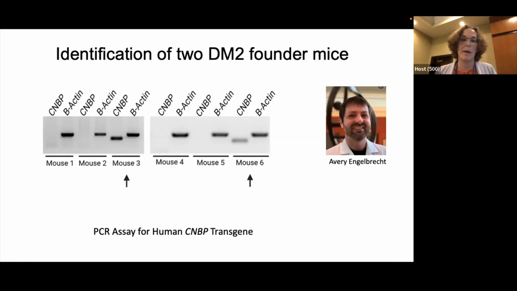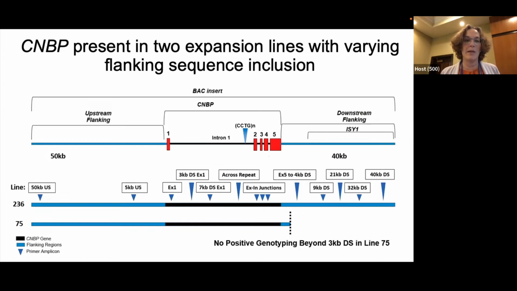And this is Avery Engelbrecht, an MDF scholar and graduate student. And he started working on the project about the time when we had some potential founders. And he identified 2 founder mice that contained the gene. And from those mice, he's established 2 different lines. There's the 236 line and the 75 line. And he's characterized the gene that landed.